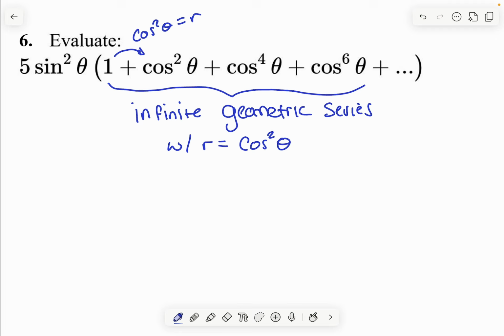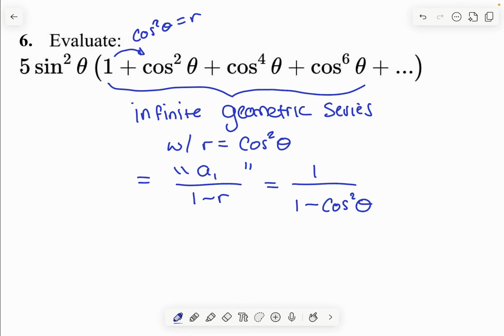So let's see. Now I know this infinite geometric series can be equal to your first term divided by 1 minus the common ratio. And this would be 1 over 1 minus cosine squared.